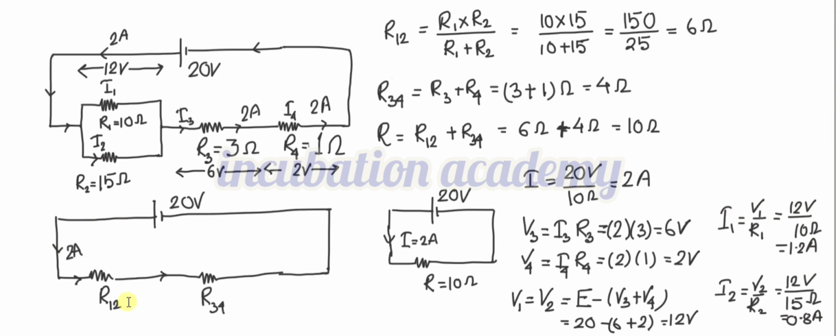So what we find: 20 volt is the potential source. Through R1 the current is 1.2 ampere, and the potential drop across R1 is 12 volt. Through R2, that is the 15 ohm, the current flowing is 0.8 ampere, and the potential drop across it is 12 volt. Through R3 the current flowing is 2 ampere, and the potential drop across R3 is 6 volt. Through R4, that is 1 ohm, the current flowing is 2 ampere, and the potential drop across it is simply 2 volt.